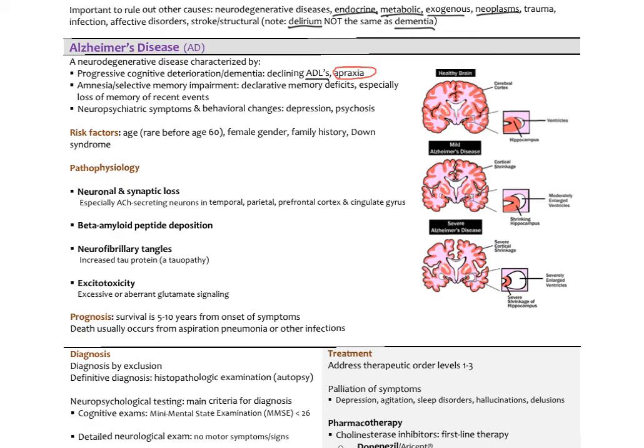The risk factors, the biggest one is age. Very rare before the age of 60. There are certain genetic types of Alzheimer's which present at a much younger age, but typically it's after 60. There's often a family history, and females are more affected than males. Down syndrome, so patients with Down syndrome have a much higher risk of developing Alzheimer's dementia.